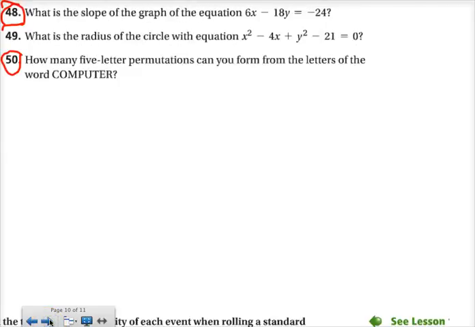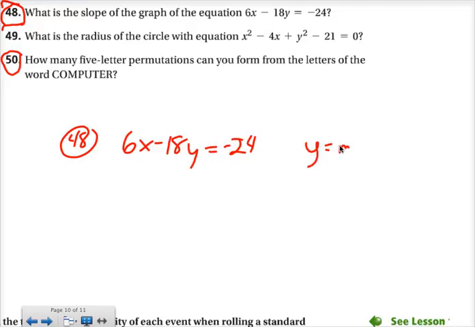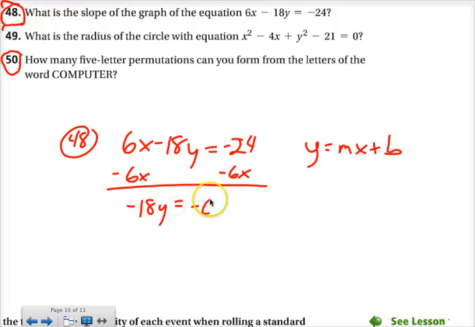Then 48, nice review problem. I mean, it's pretty basic algebra, but I just want to make sure that nobody forgets what we're doing. And that's just find the slope of this. To find the slope, what we want to do is get y equals mx plus b. Because when we do that, we know the slope is located right in front of the x coordinate. So what I need to do here is subtract 6x from both sides, because I'm solving for y. Negative 18y equals negative 6x minus 24, and then divide everything by a negative 18.